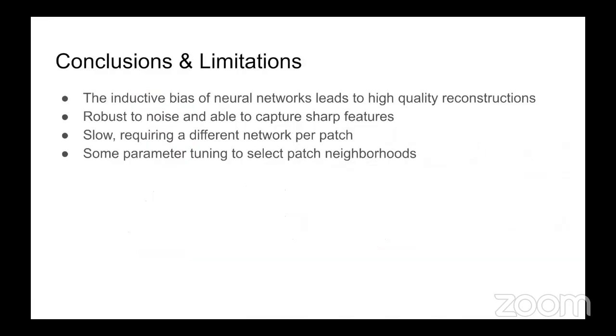Deep geometric prior shows that the inductive bias of neural networks leads to high-quality reconstructions, which can capture sharp features and are also robust to noise. That said, our method requires one network per patch and is quite slow. It also requires some parameter tuning to select the size of patch neighborhoods.